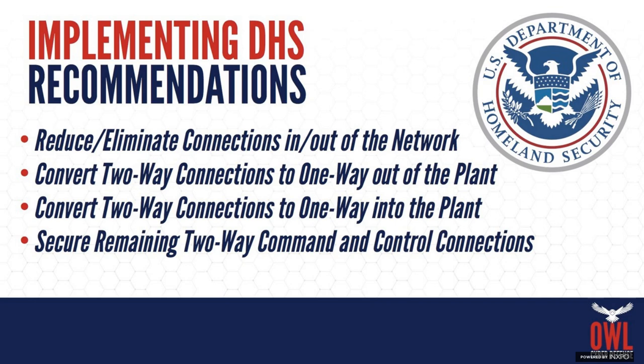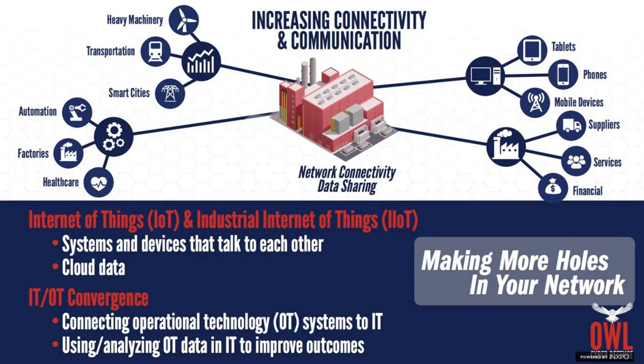Secondly, you want to convert two-way connections to one-way connections out of the plant. So how do you get data to those folks outside of your plant? Convert two-way connections that are coming into your plant to a one-way connection. And then for those remaining connections that have to be two-way that maybe you can't convert to a one-way, how do you secure those and what do you do? So we're going to go through each of those and look at them a little bit deeper in terms of what's happening.